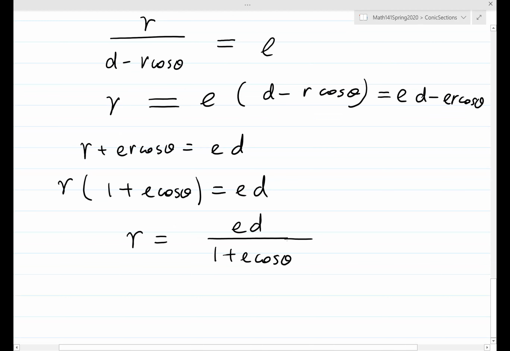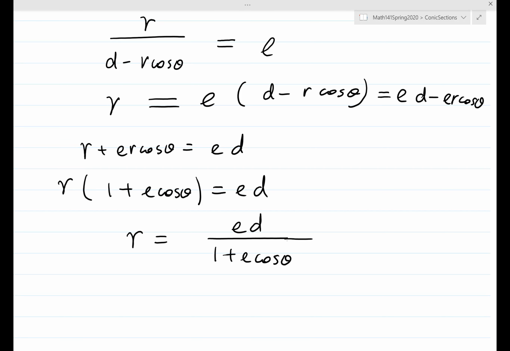Okay, so this is the polar coordinate form of the curve determined by P. Now let's find its Cartesian coordinate form, and see how this is determined. Okay, now let's find its Cartesian coordinate.